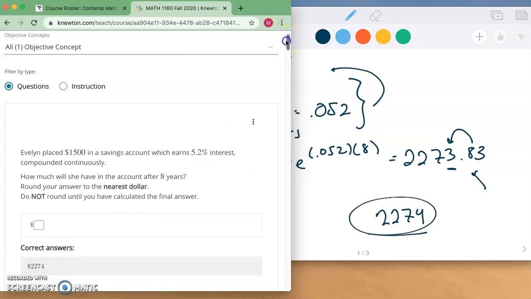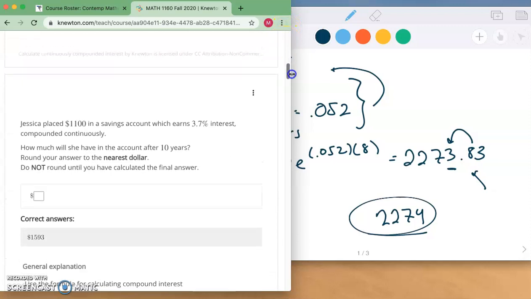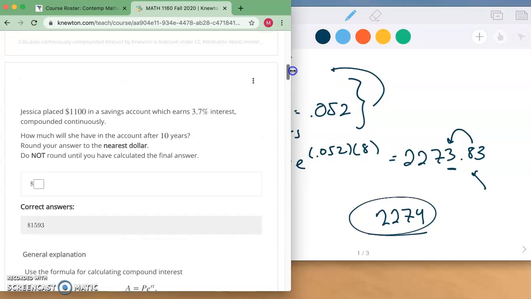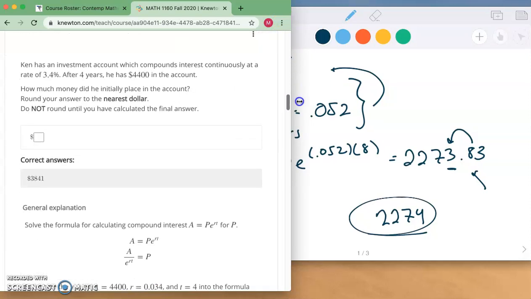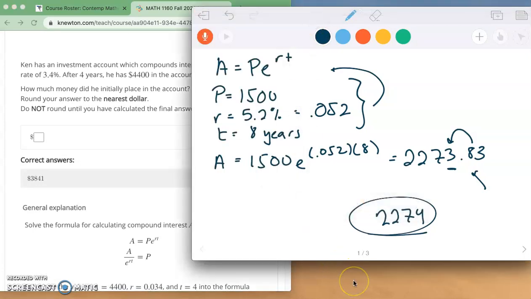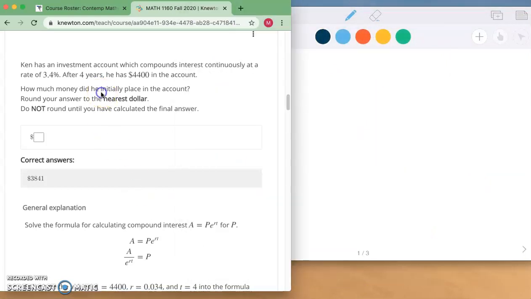All right, so let's take a look at another example. Oh, here's a good one. This one's a little different. We have Ken has an investment account which compounds interest continuously at a rate of 3.4%. After 4 years, he has 4,400 in the account. How much money did he initially place in the account? Last time we knew how much you started with and wanted to know how much we had at the end. Here we know what happened at the end. We want to know what happened at the beginning.